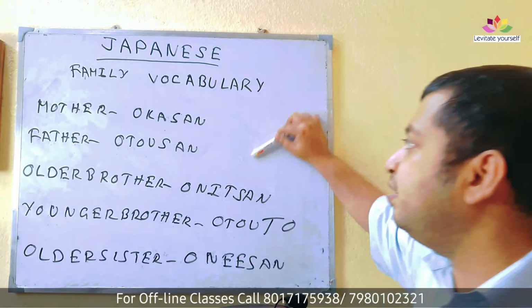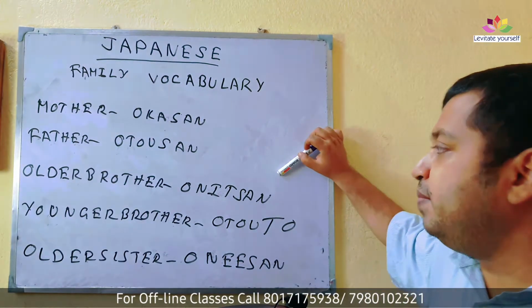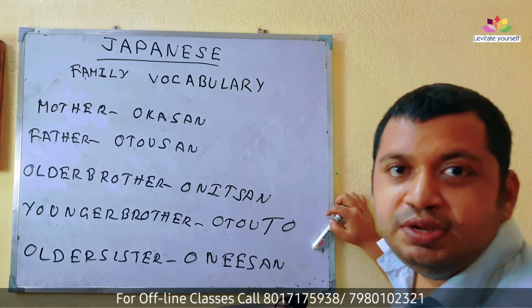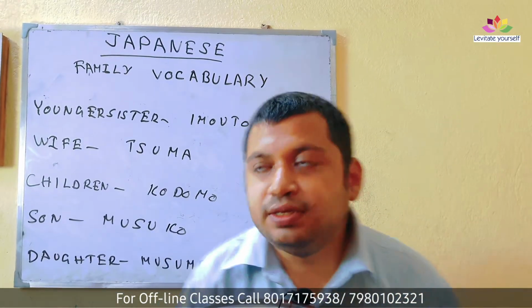Mother, okasan. Father, otosan. Older brother, onisan. Younger brother, otouto. Older sister, onesan. Let's move to the next word.